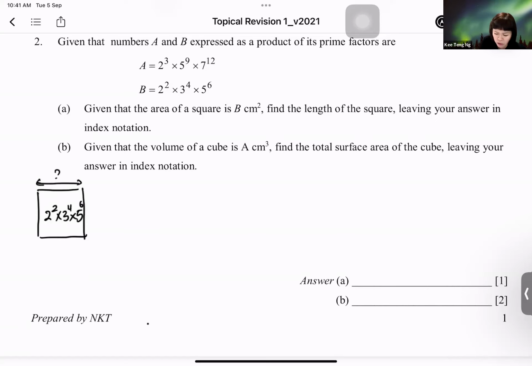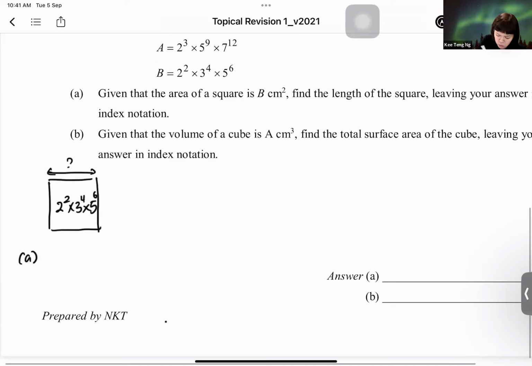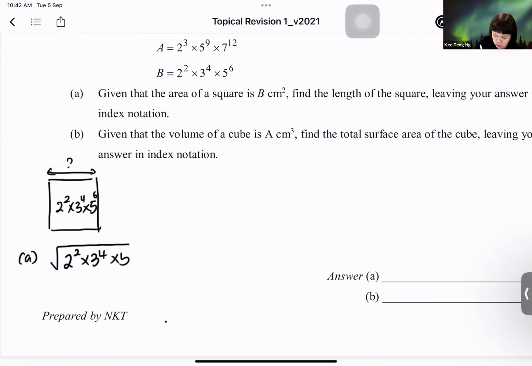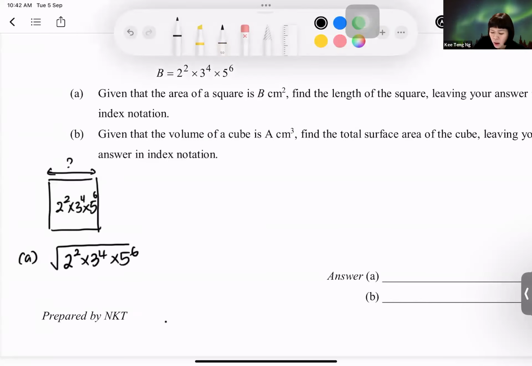If I want to find the length of one side of the square, I need to take a square root. Not divide by 2, square root. Square root of the area B, which is 2 squared, 3 to the power 4, and 5 to the power 6. So what happens to the powers when you take the square root? When you take the square root, the powers divide by 2.